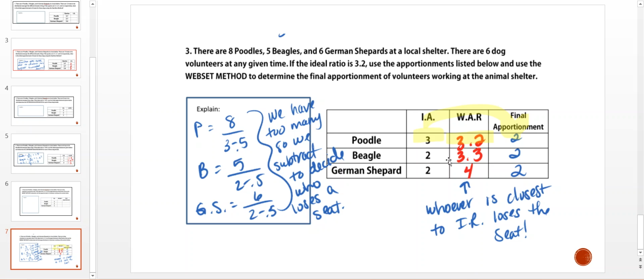3.2 is the ideal. So whoever's closest to the ideal is who we are going to take the volunteer from. So we're going to take 1 of the volunteers away from the poodles. So it turns out that 2, 2, and 2 are the total number of volunteers. All right, I hope you guys have this apportionment stuff figured out by now. You already knew the estate division. I will make a video for pages 33 through 35 for you to check.